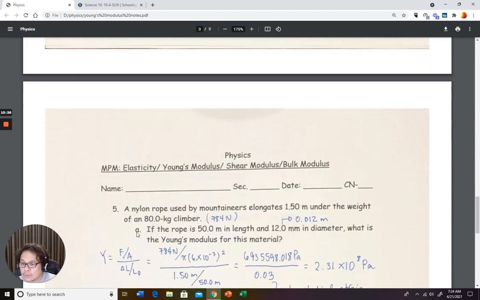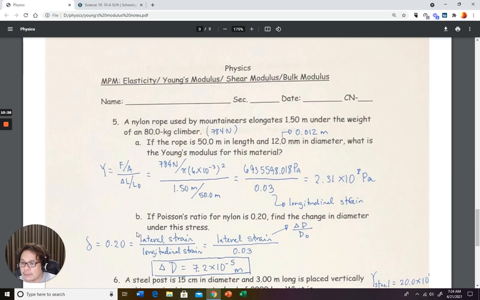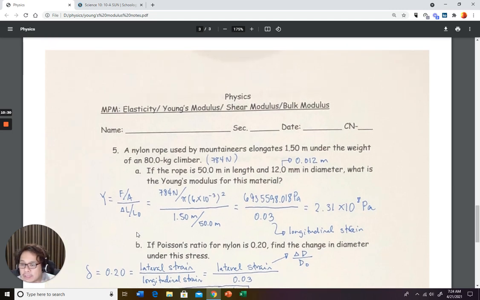Let us go to problem number 5. In problem number 5, you have this: a nylon rope used by mountaineers elongates 1.50 meters under the weight of an 80.0 kilogram climber.